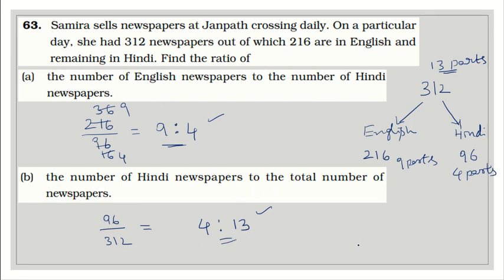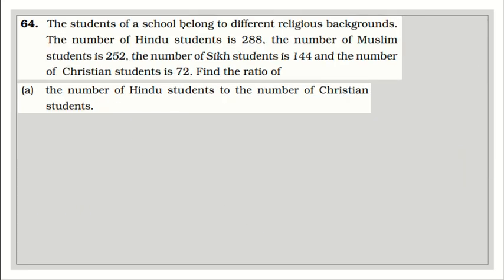Okay, so we will keep thinking this way when it comes to objective type questions or MCQ type questions. Okay, moving on to question number 64. The students of a school belong to different religious backgrounds. The number of Hindu students is 288, the number of Muslim students 252, the number of Sikh students 144, and the number of Christian students 72. Find the ratio of Hindu students to the number of Christian students.